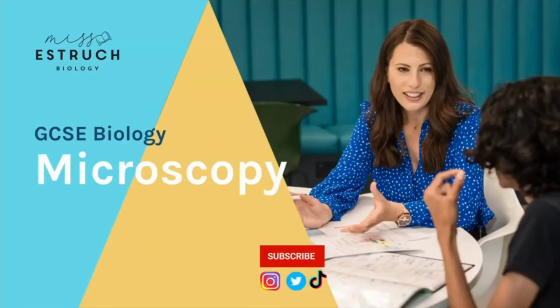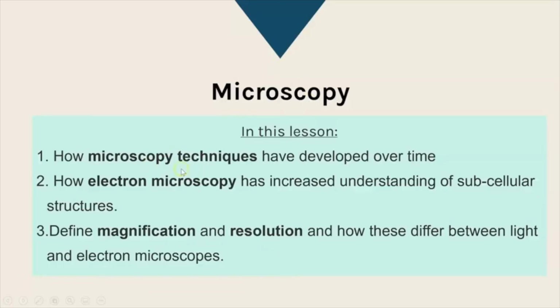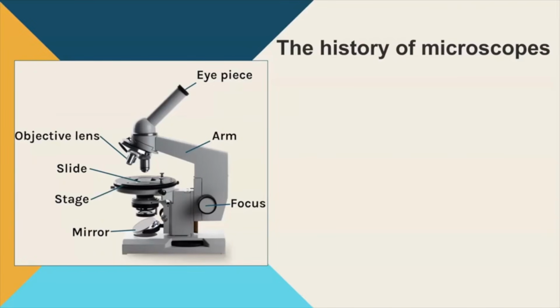In this video, we're going to be finding out about microscopes. So in this lesson, we're going to be looking at how microscopy techniques have developed over time, how electron microscopy has increased the understanding of the inside structures of a cell, and looking at what we mean by magnification and resolution and how those differ between light and electron microscopes.